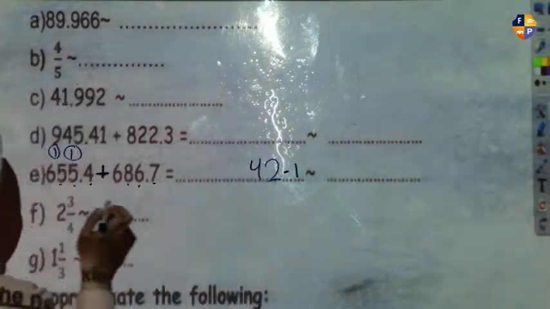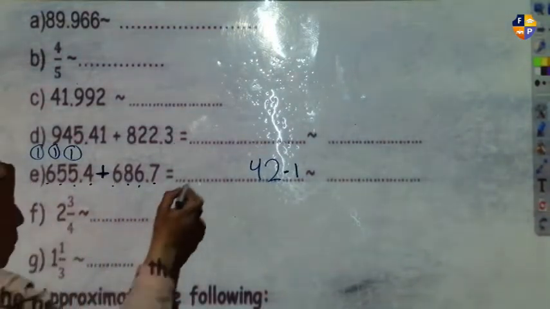1 plus 5, 6. 6 plus 6, 12. 2, carry up 1. 1 plus 5, 6. 6 plus 8, 9, 10, 11, 12, 13, 14. Yes. 4, carry up 1. 1 plus 6, 7. 7 plus 6, 13.